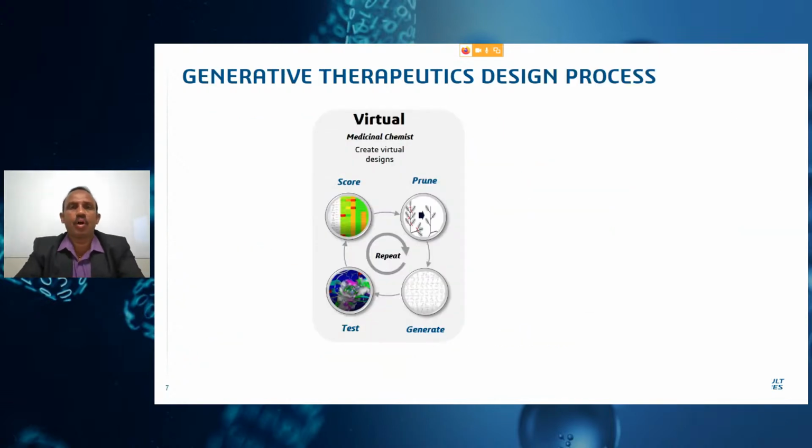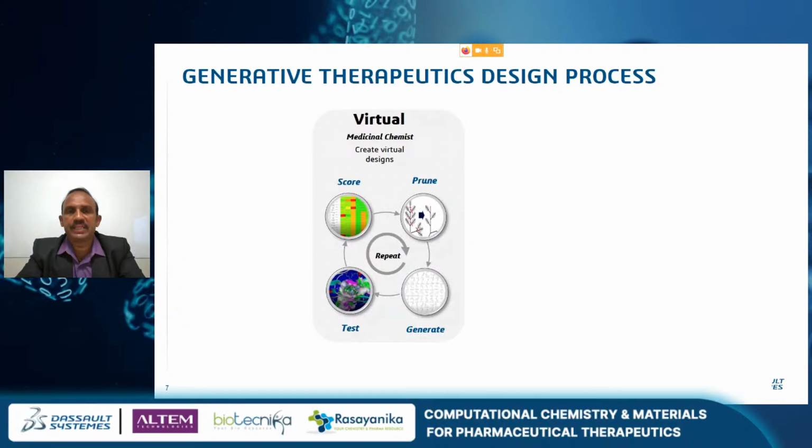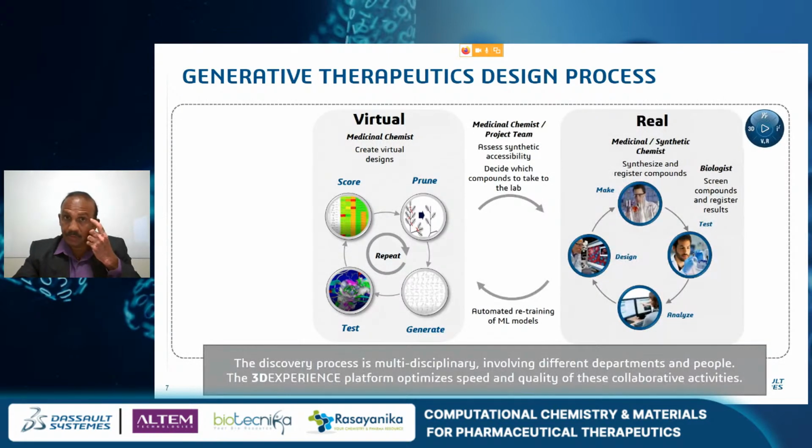And this solution is offered by Biovia's Generative Therapeutics Design. The first and foremost part of it is to generate a set of compounds using repetitive iterations and test them with computational approaches. That is purely virtual. You have a few compounds, you generate multiple thousands and millions of these compounds, test against a particular target, score them, identify those compounds which are useful, and remove all the other compounds. So you come out with a certain set of compounds.